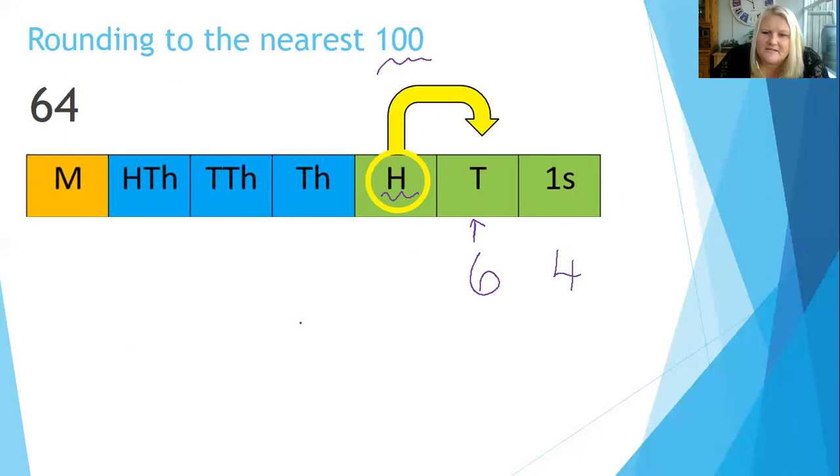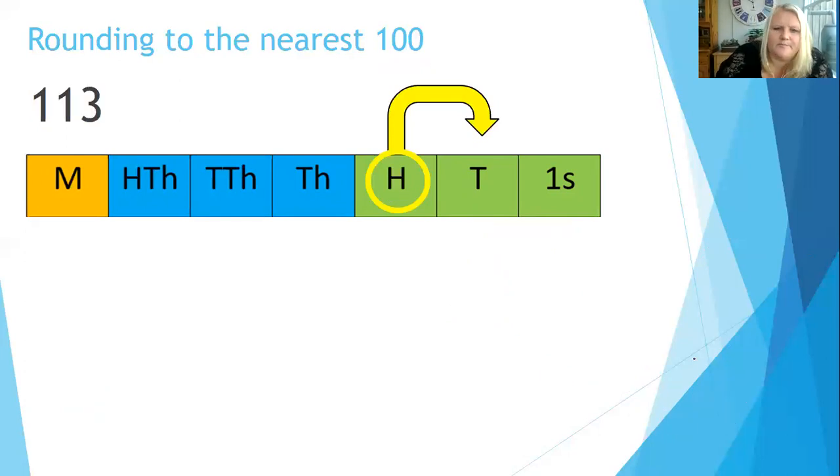There we go. Doesn't matter that there's no hundreds here at the moment. It's okay, because that just tells me that I'm either going to round to 0, or 100. That's the next 100. So I'm going to be looking at this column, and it's exactly the same thing. The digit 6 tells me I'm going to round up or down. Up, well done. So 64 rounded to the nearest 100 would be 100.